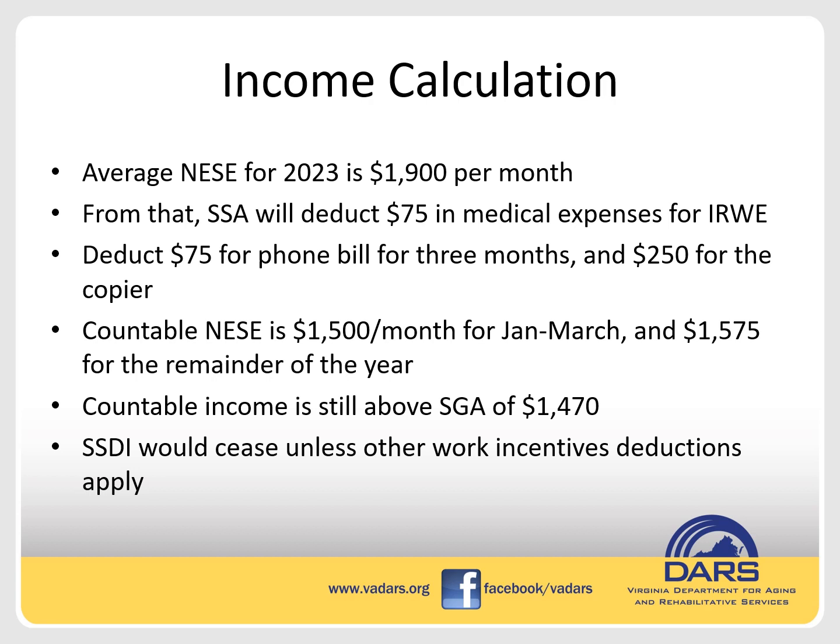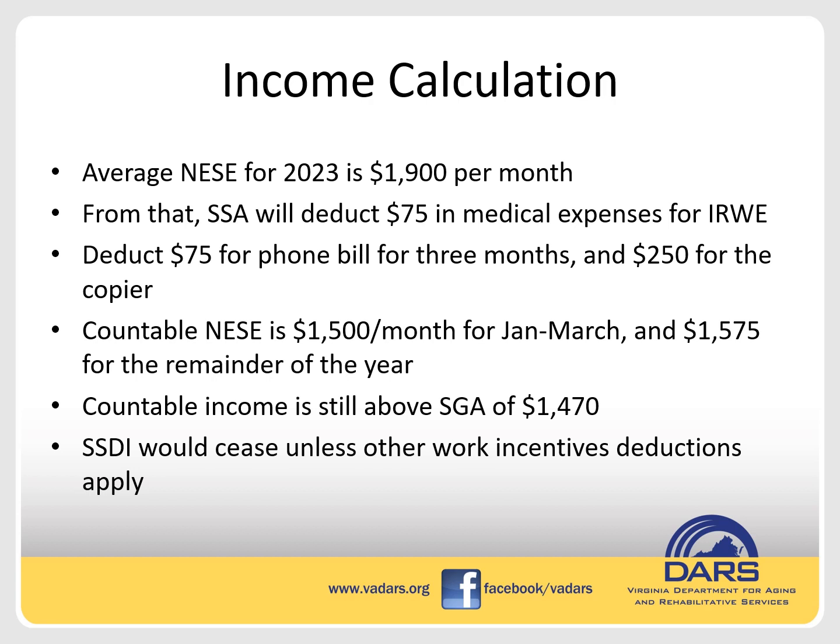And then after that's deducted, Social Security is also going to deduct $75 a month for the phone bill for the 3 months of January through March of 2023. Those are the 3 months that DARS said that they would pay the phone bill. And then they're going to deduct $250 a month to account for the value of the copier for the rest of the year. Okay. The phone bill and the copier are unincurred business expenses, as we talked about previously.